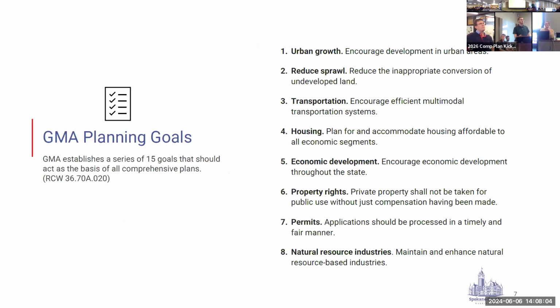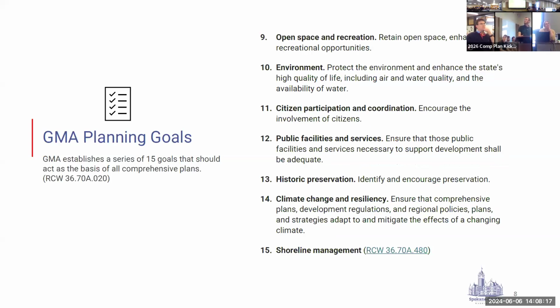So GMA establishes 15 different goals for meeting this growth. Some of those being urban growth, housing, transportation, property rights, permits, your natural environment, open space and recreation, climate change and resiliency, which is a new one, historic preservation, one of my personal favorites. As we go through our presentation, you'll see the little emblem up there, and those relate back to these goals. So as we go over individual elements, you'll see how, as we develop these chapters, they relate to these GMA planning goals.